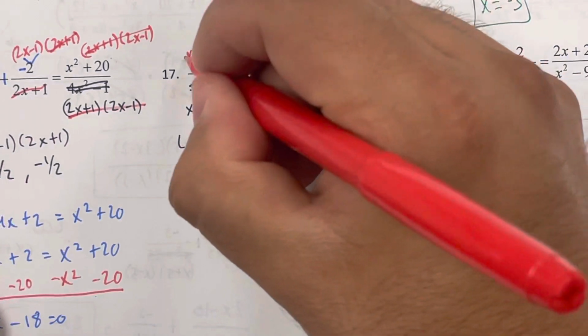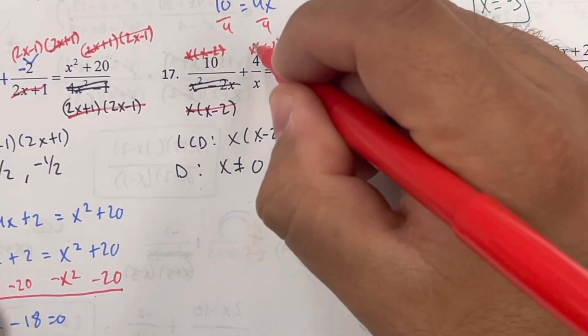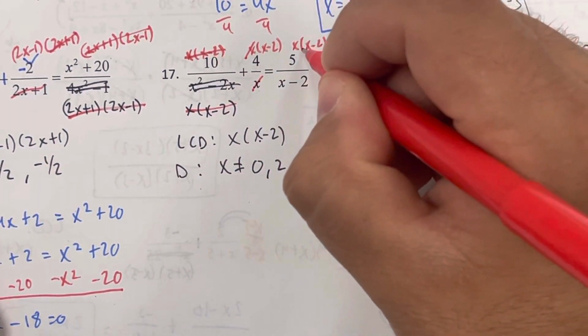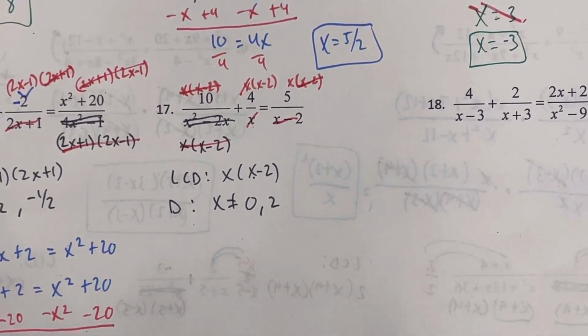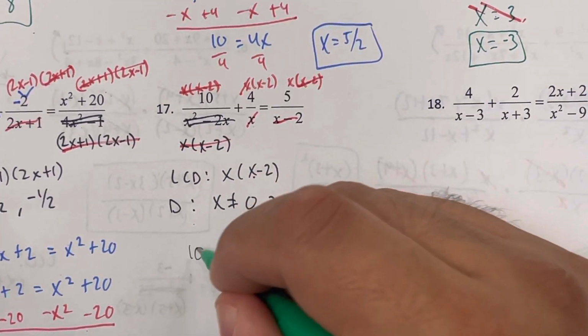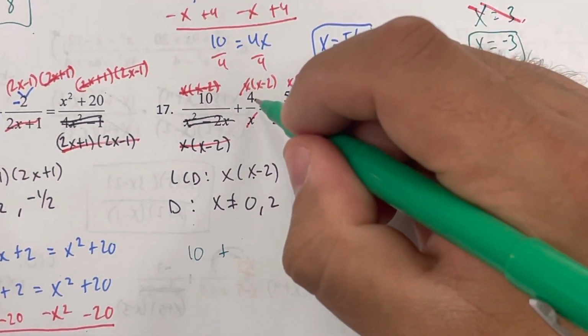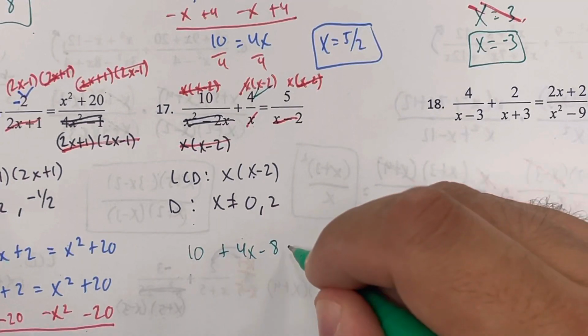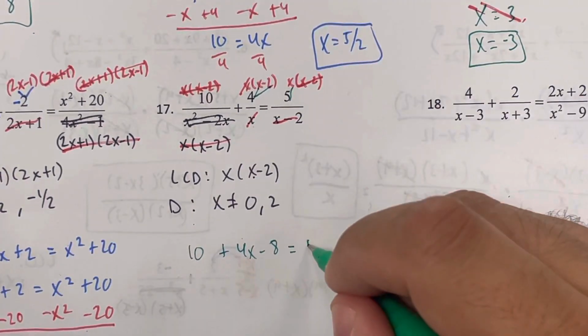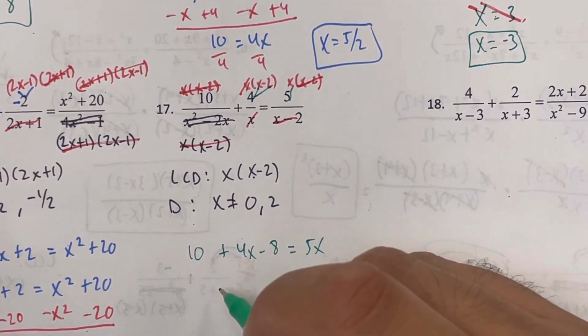So for the first one, everything cancels. Second one, the x's cancel. And for the last one, x minus 2 cancels. All right, I'm going to distribute. So 10 is on the top. Plus 4 times x is 4x. 4 times negative 2 is negative 8. Equals 5 times x is 5x. 10 minus 8 is 2.